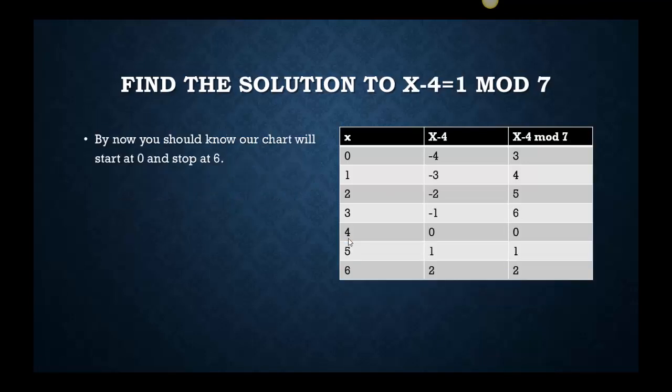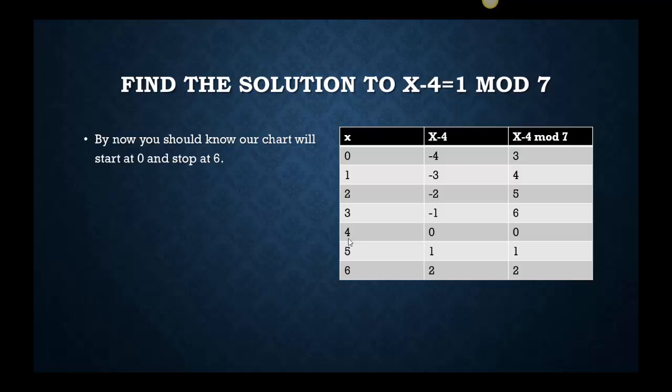All right. So let's try this again. This time I have x minus 4 is equal to 1 mod 7. I just want to give you lots of different times that you see this so that we can see what happens in different scenarios. All right, so if we start by looking at 7, and I think 1 less than 7 is 6. So in my chart, I'm going to go from 0 all the way to 6. So you can see my x values. 0, 1, 2, 3, 4, 5, and 6.